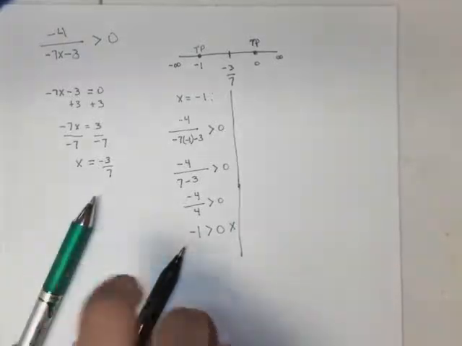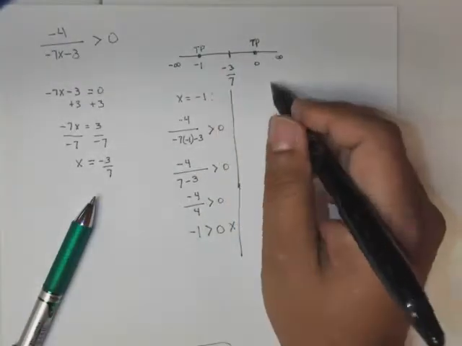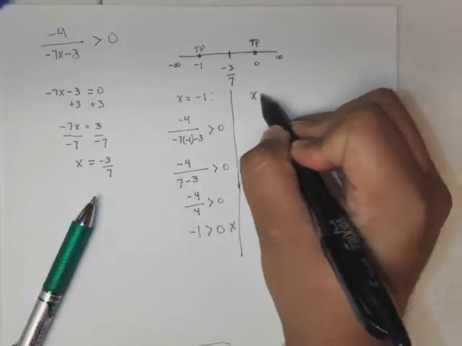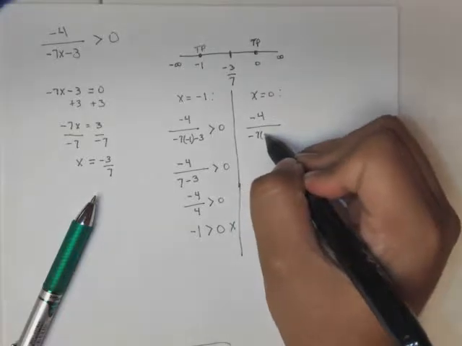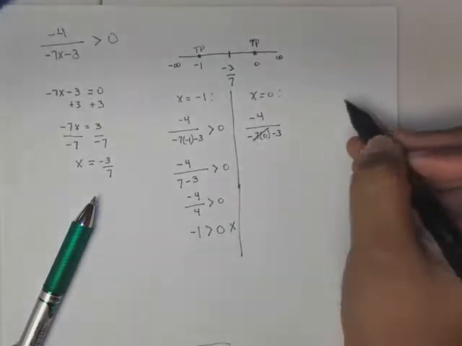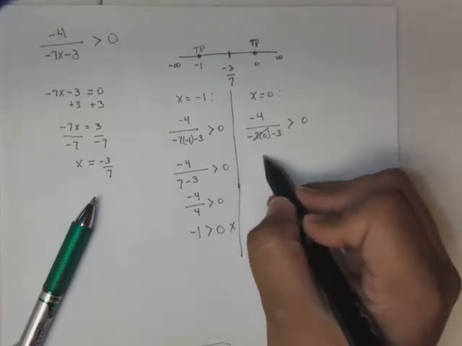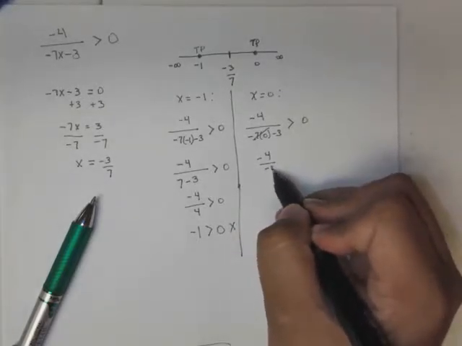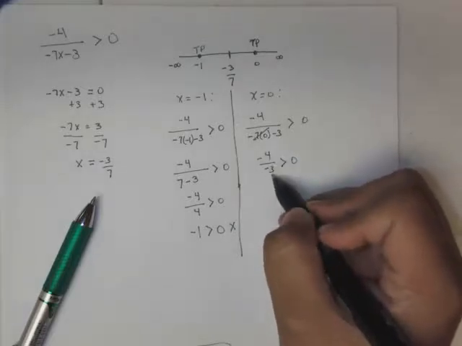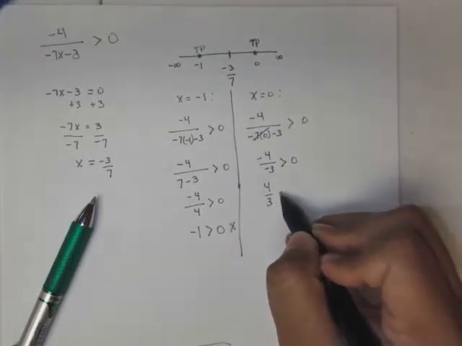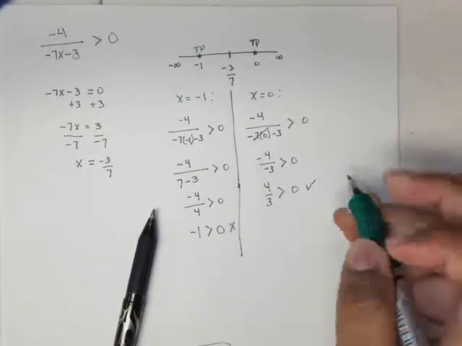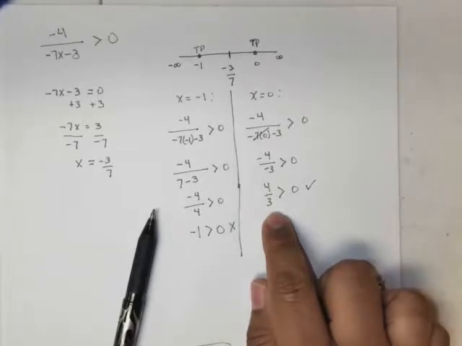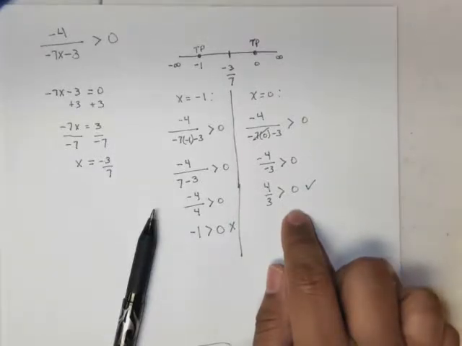Now let's just check the right-hand side to see if any point beyond this would satisfy. So let's check x equals 0. And let's see, -4 over -7 times 0 minus 3. Well, this just gives me 0 in the numerator product, so we have -4 over -3. We're checking if it's greater than 0. Well, this is a negative divided by negative. 4/3 then is positive. Is it greater than 0? The answer is that yes, it is greater than 0. We know it's a fraction, about 1 1/3, but 4/3 is definitely bigger than 0.